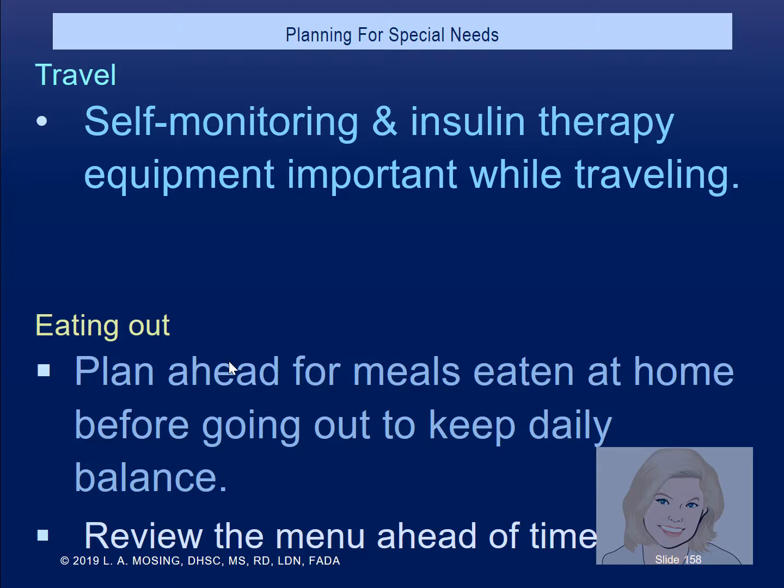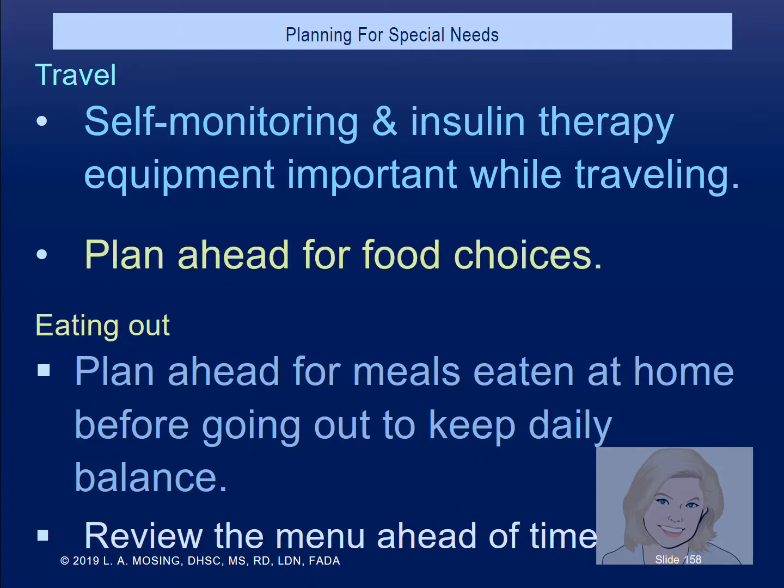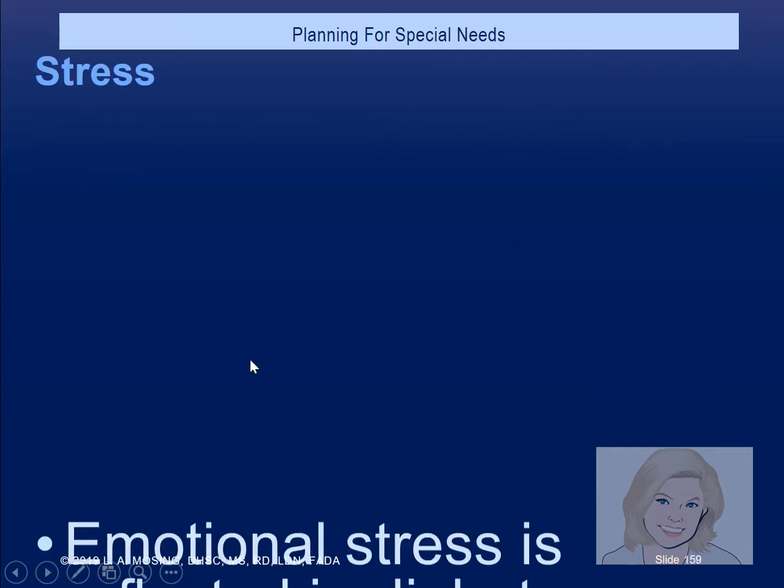So you need to self-monitor. You want to travel. Disney's a great place to go because they're pretty good about managing all of that. But on the way up to Orlando, you need to have meals. You need to have what you're going to have in the hotel. You need to be able to review the menu ahead of time to plan.